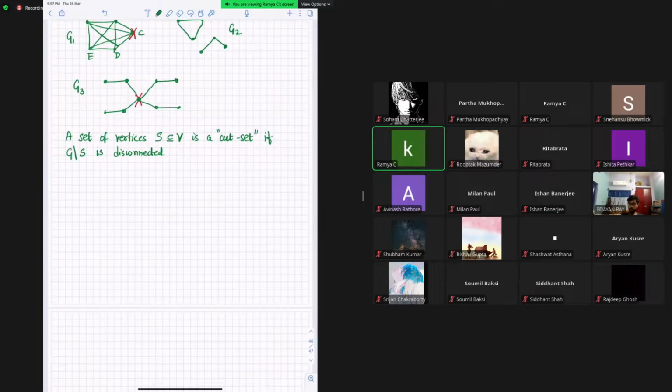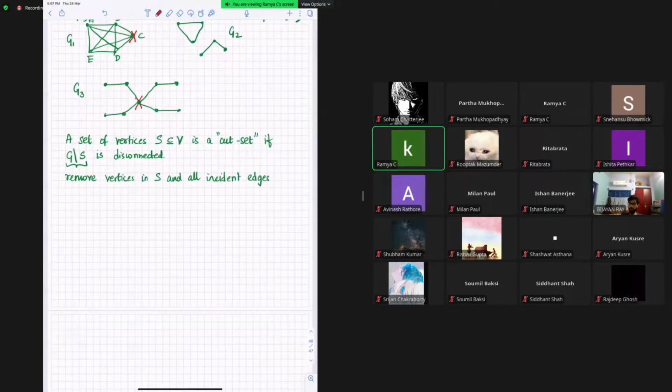Then you call those set of vertices a cut set. So when I say G minus S, what do I mean by that? You remove the vertices in S and all incident edges. No dangling edges. All edges incident on vertices in S. If you remove them, the graph will become disconnected. So such a set is called a cut set.